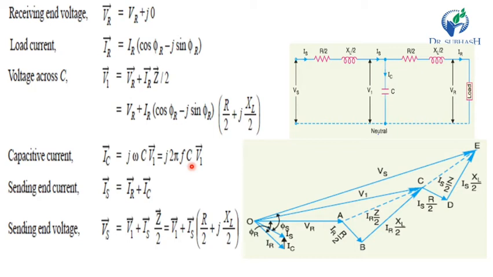Now the sending end current is equal to the receiving end current plus the capacitive current, so IR plus IC. The sending end voltage Vs is equal to V1 plus the drop, so V1 plus IS into Z by 2. Put the value of Z, which is R plus JXL, so Z by 2 is equal to R by 2 plus JXL by 2. And we get the sending end voltage.